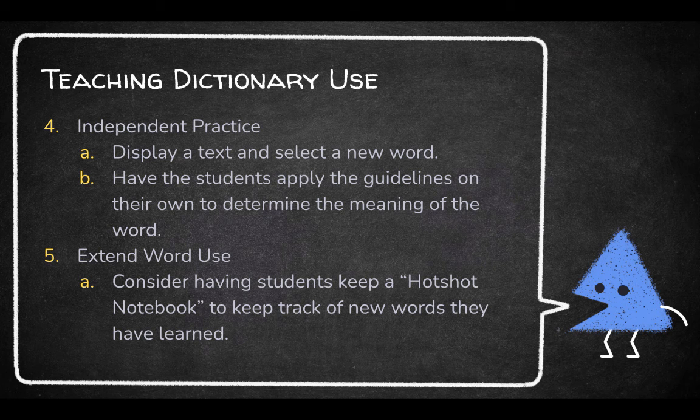Step 4 is an opportunity for students to practice using a dictionary on their own. Use the same text as before or a new text. Then select a new word. Have your students apply the guidelines for using a dictionary on their own to determine the meaning of the new word. Finally, extend their word use by having students keep track of the new words they have learned. Consider using a hotshot notebook as described in the Teaching Reading Sourcebook.